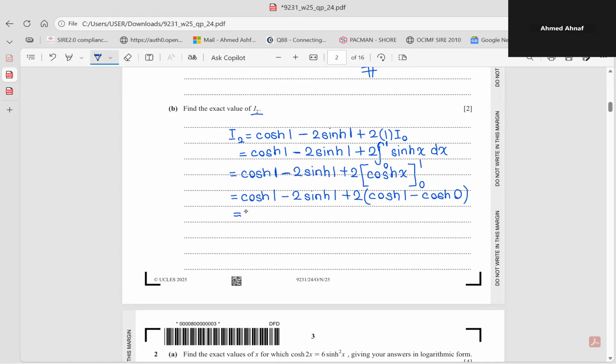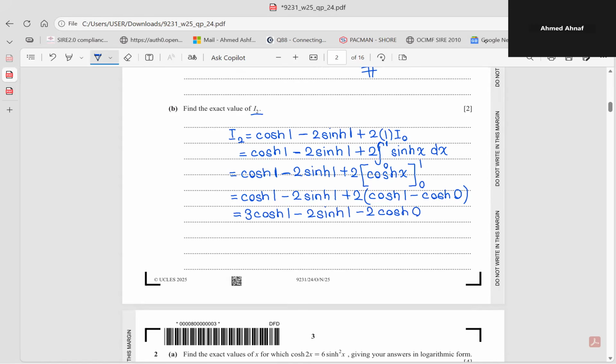So expanding it, you'll get 3 cosh 1 minus 2 sinh 1 minus 2 cosh 0. So cosh 0, you'll get an exact value. Okay, so just type it into your calculator, go to hyperbolic functions. Yeah, you just get 1.